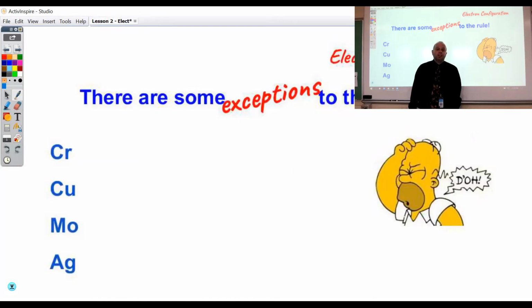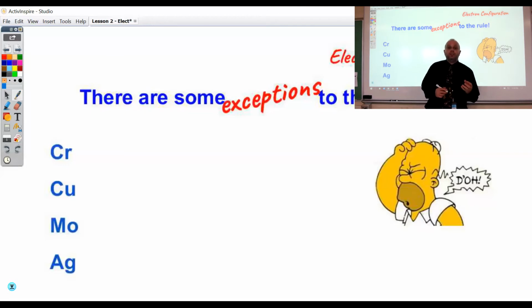Like most things in life, there are a few exceptions to the rules when it comes to writing electron configurations. So this next portion of the lesson is specifically tailored toward accelerated honors students who will need to know these 4 exceptions to the rule. Before we start talking about the exceptions specifically, let's talk about why they occur.